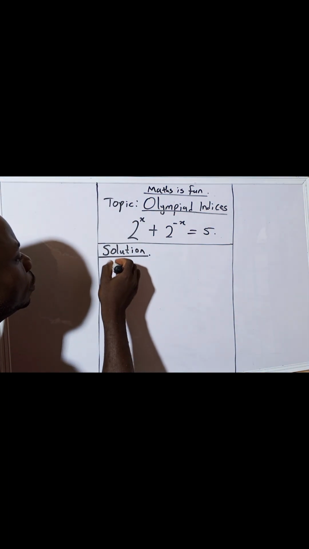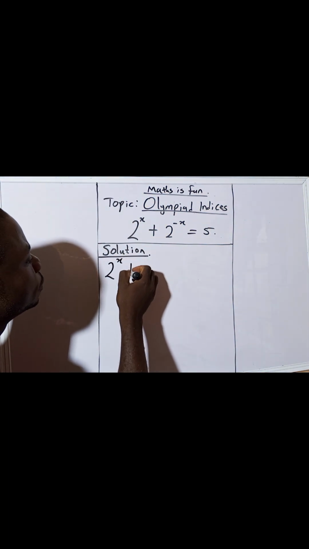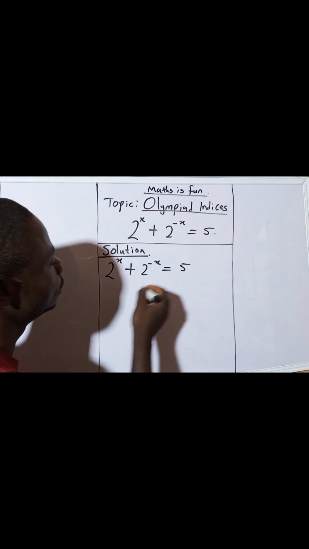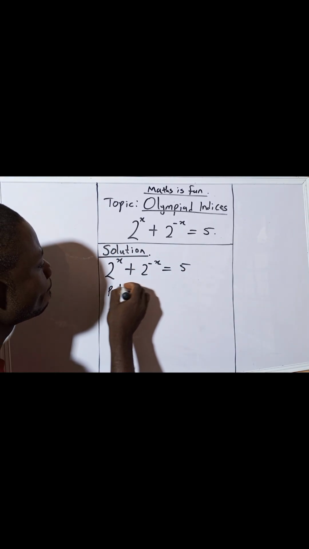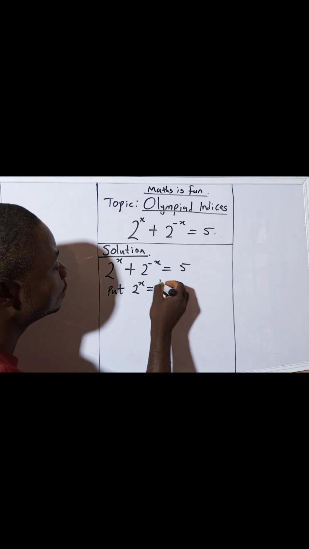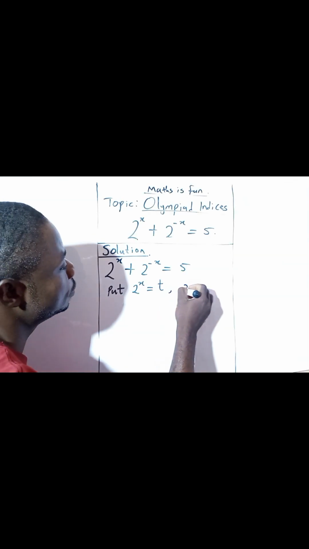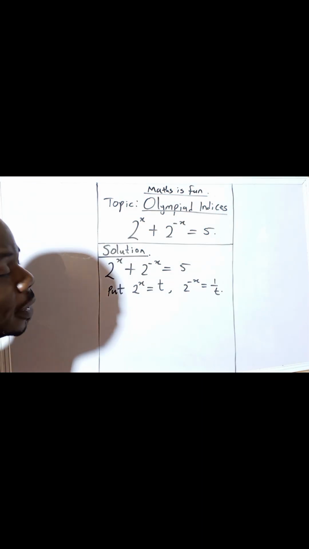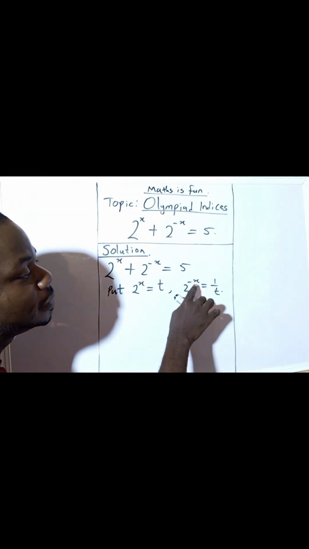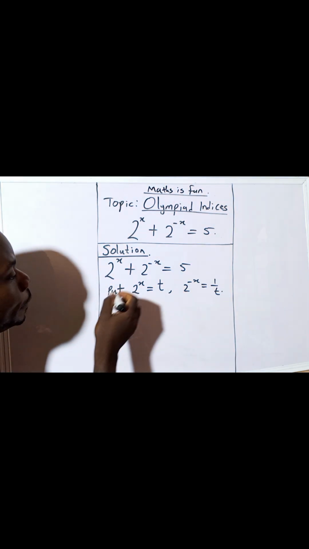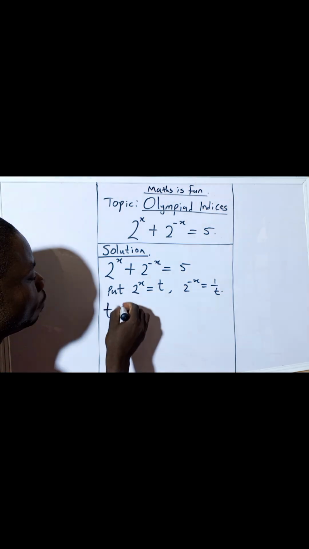Now, 2 raised to power x plus 2 raised to power minus x is equal to what? 5. Now put 2 raised to power x to be what? Letter t. Then 2 raised to power minus x will be what? 1 over t. That's the law of indices. That is, this minus changes to division.